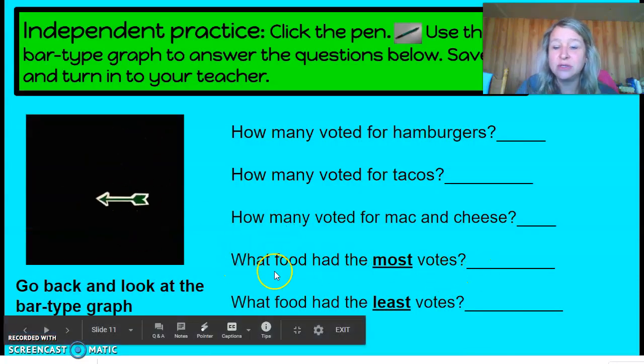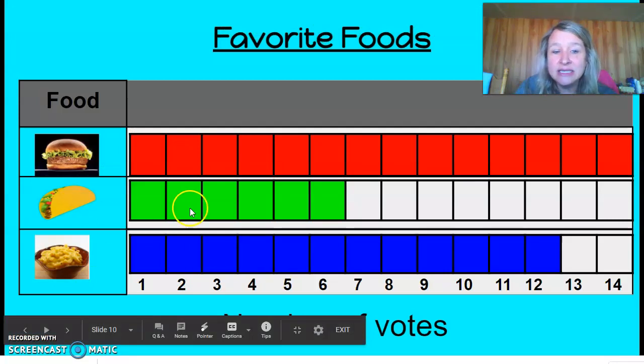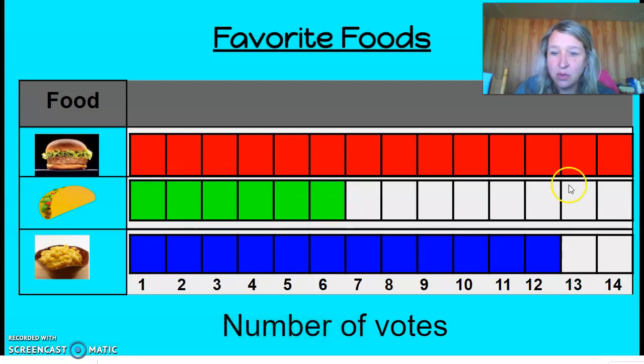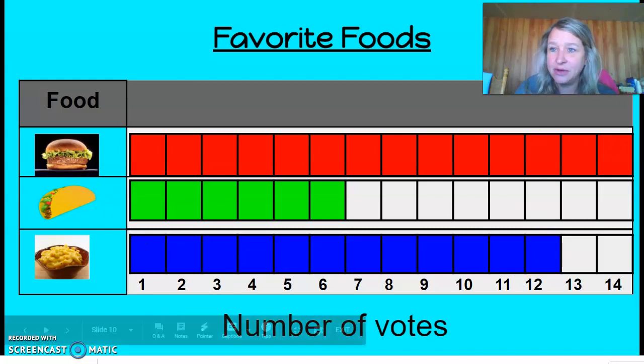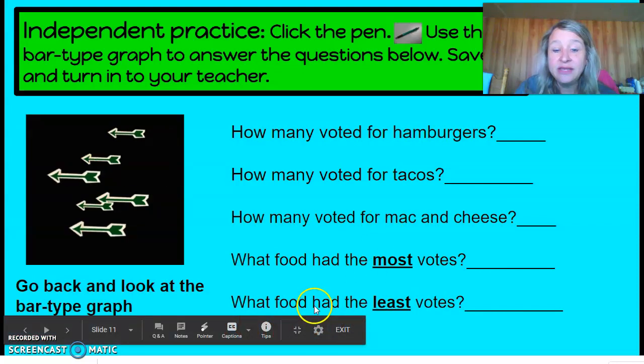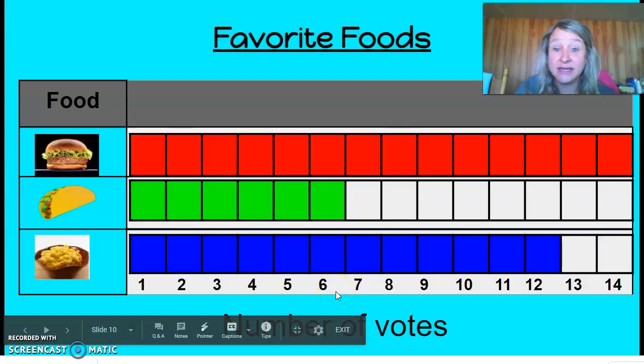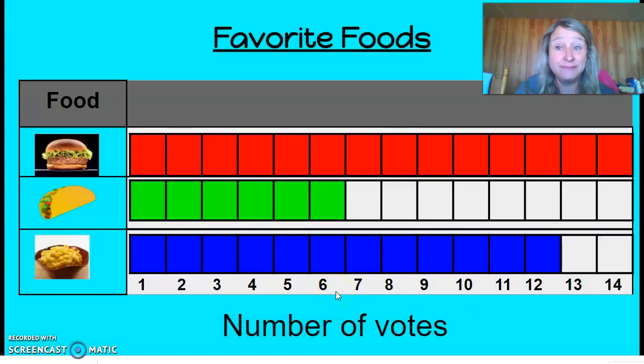What food had the most votes? It's easier to look at a bar type graph and see which one has the most, isn't it? You don't have to count each individual bar. You can tell which one has more just by looking at it. Isn't that easier? Then which food had the least? Can you tell which one had the least without counting them? Yep, me too.